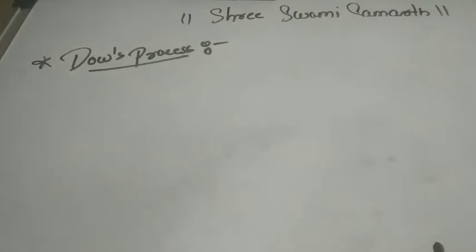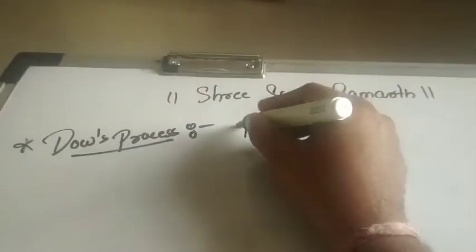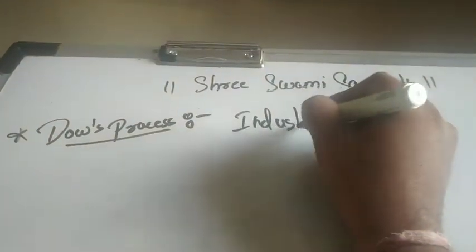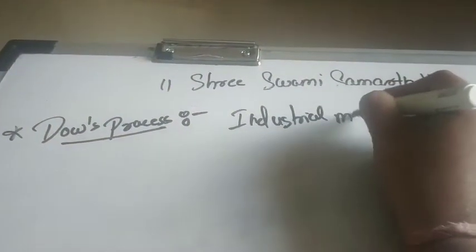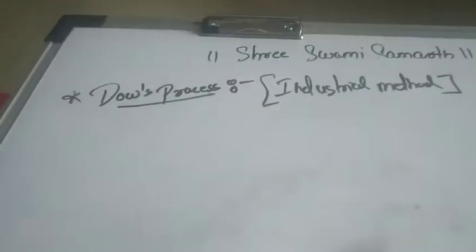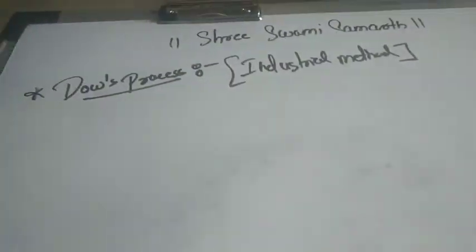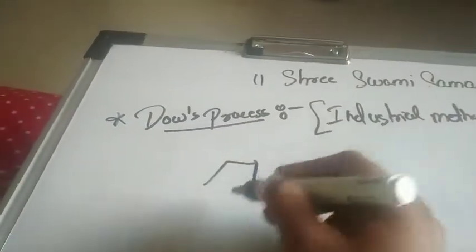Method number 1: Dow's process from chlorobenzene. This is the industrial method, you can note it down. This is the industrial method of preparation of phenol from chlorobenzene, right? Okay, तो सबसे पहले हमको ये समझना है कि ये chlorobenzene prepare कैसे होता है, right? It is a very, very simple thing.